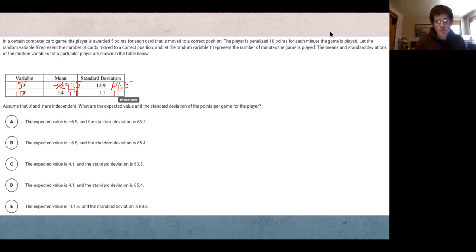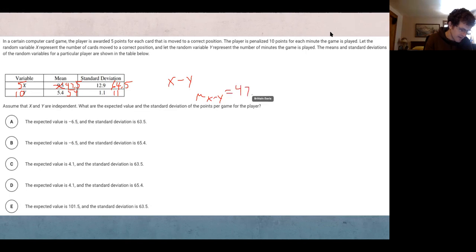Okay, so at this point, we can combine these because we're going to take x, which is the positive points that we earn, minus y, which is the negative points. So I'm going to do x minus y. The mean of x minus y is just going to be 47.5 minus 54, which is negative 6.5. We would expect to lose 6.5 points every time we played. And so it's going to be one of these two answers.